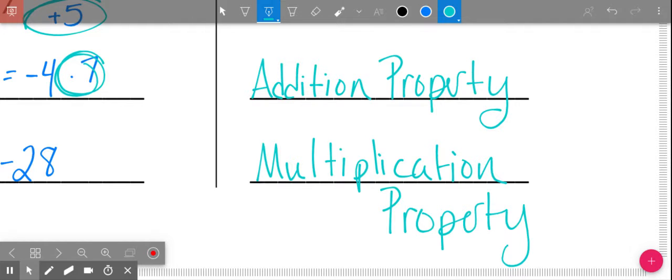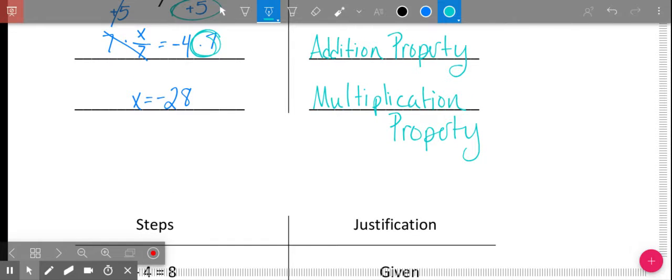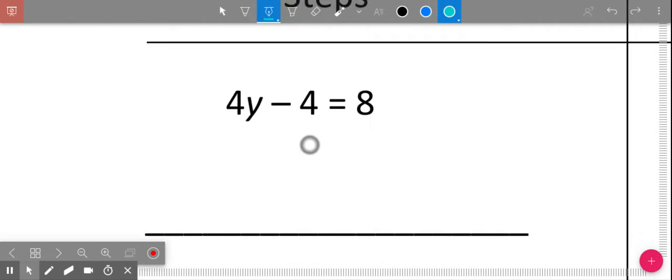All right, so moving on to the next one. We have 4y minus 4 is equal to 8. So on this one, we need to start from the outside and work our way in. So that means we're going to start by trying to get rid of this negative 4.